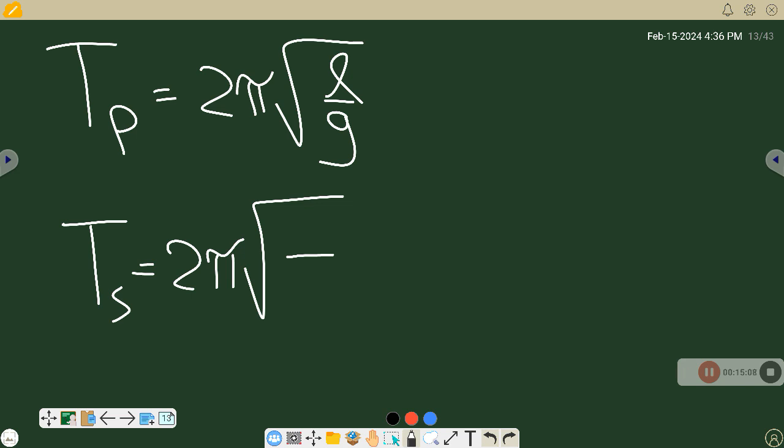Kind of similar structure. The period is equal to 2 pi times the square root of, well, instead of L over G this time, we're going to have M, so the mass at the end of the spring, divided by the spring constant. Okay, the spring constant, meaning the strength of the spring in the system.